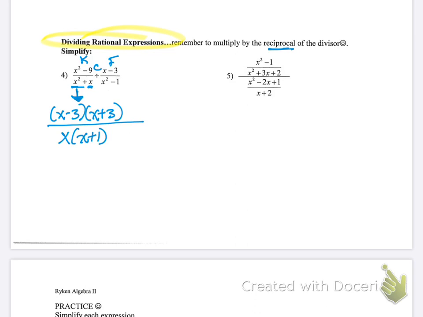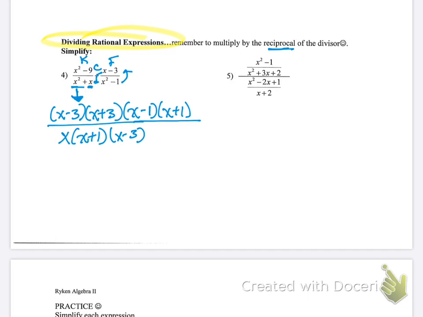So the x squared minus 9 was on top, x squared plus x is on bottom. I'm going to change it to multiplication. So this means now I'm just going to move the x minus 3 on bottom and the x squared minus 1 on top, which factors to x minus 1, x plus 1. So in one step, if it's multiplication, remember, you just write it as one big fraction. All right, so that's how I start.